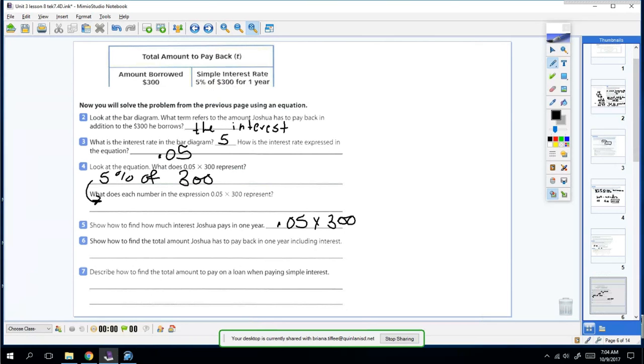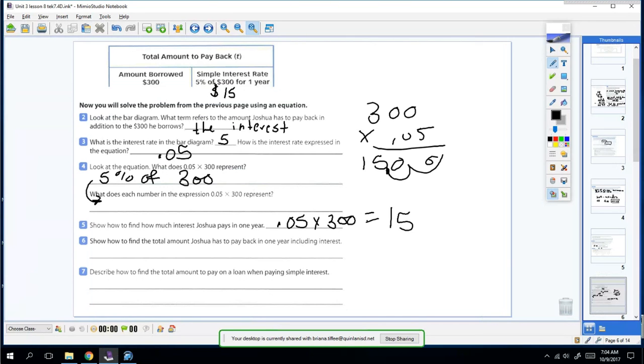And now how much you have to pay in 1 year. So how to find the total amount Joshua has to pay back. You would multiply this together. So it's $300 times 0.05. Move your decimal twice. That's very important, that you have two decimal places, because you'll be paying $15 and not $150. So the interest is now $15. You're going to pay back interest plus the amount that you borrowed. So you're going to take your $300, add your interest to that, and you get $315. So that is how much he has to pay back.